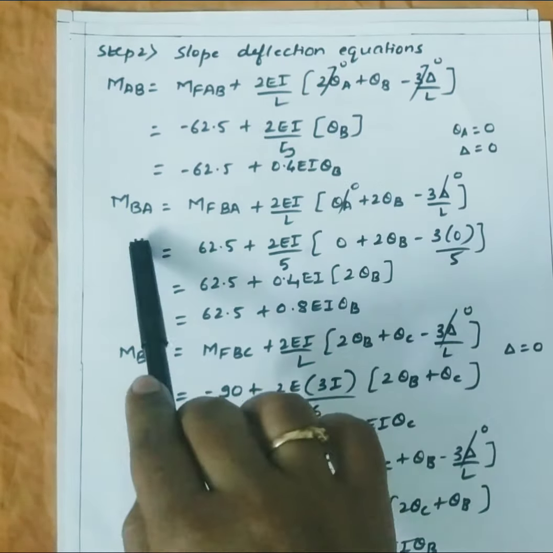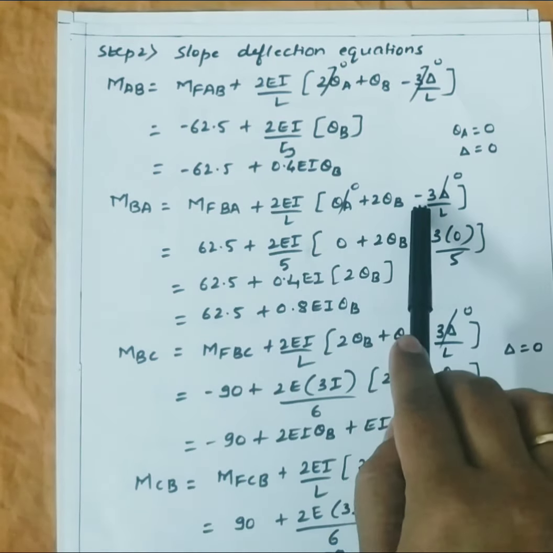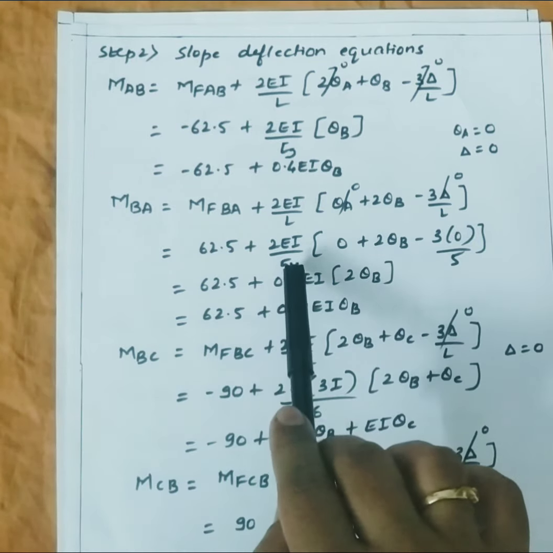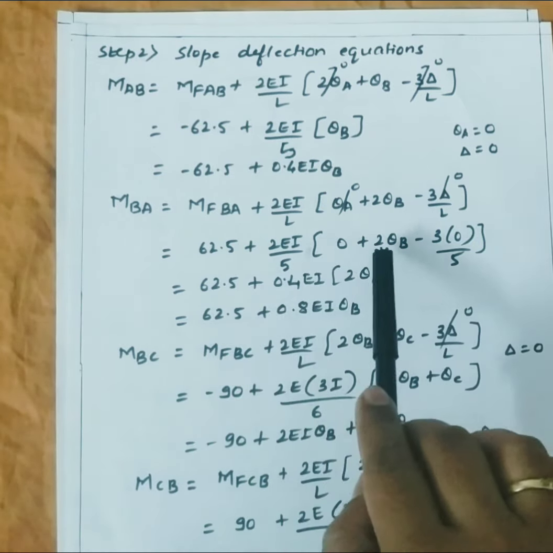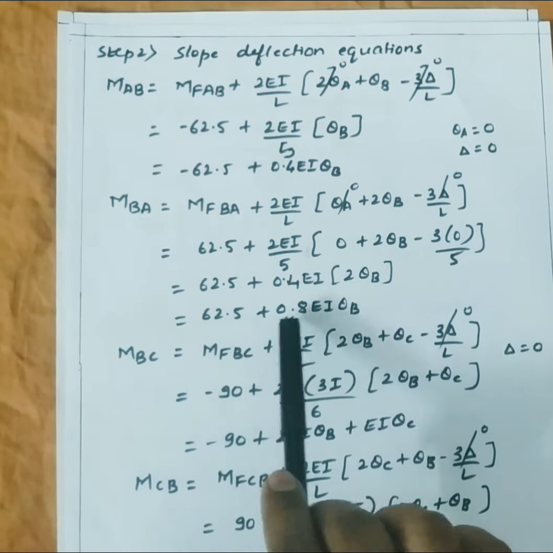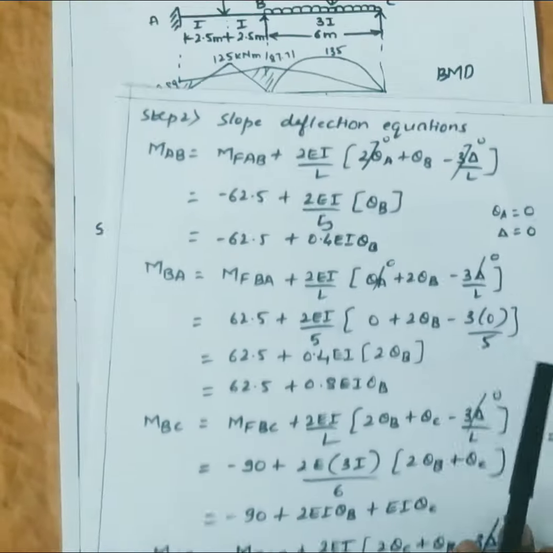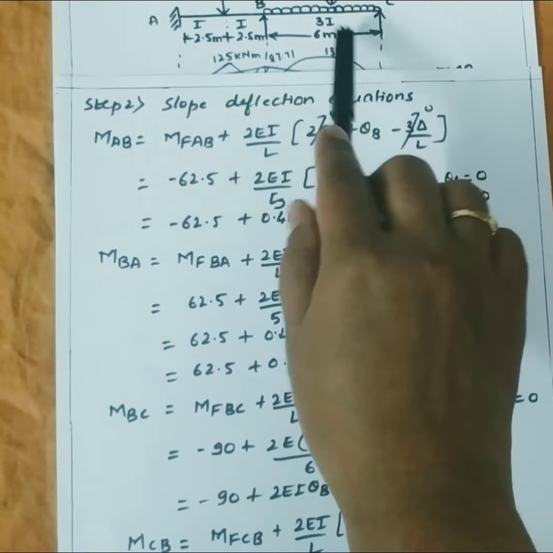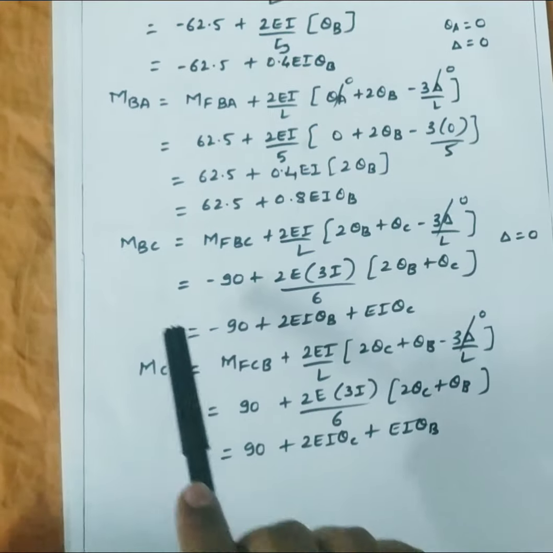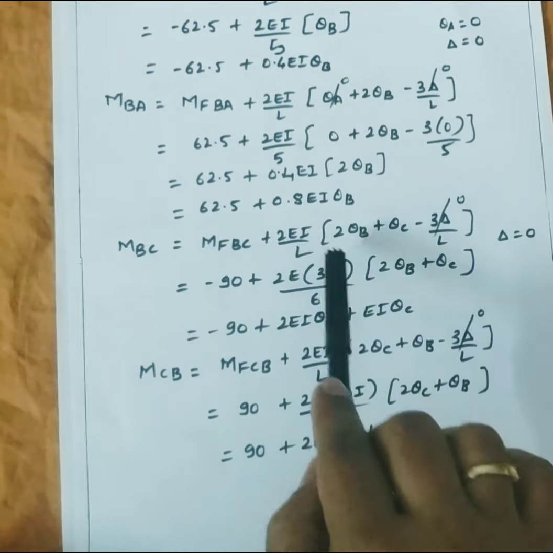Okay, then MBA equal to MFBA plus 2EI by L, theta A plus 2 theta B minus 3 delta by L, 62.5 plus 2EI by 5 and 2 theta B. So we get 62.5 plus 0.8 EI theta B. Okay, the moment of inertia for the two spans is different. Here it is I and here it is 3I. So for span BC, we have to substitute 3I in place of I.